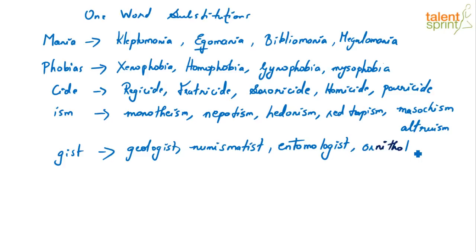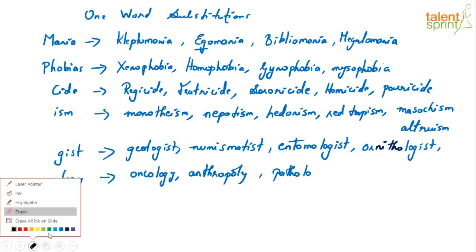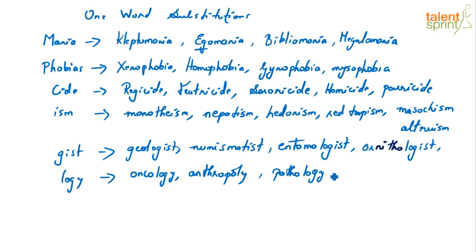Ornithologist. Right? There are lots. Gerontologist, whatever. All the logies. Categorize them. Oncology. Anthropology. So, basically what I'm trying to say is, try and learn also looking at suffixes wise. Neurology, dermatology, whatever. Yes, some of you are giving me some really good examples, right?